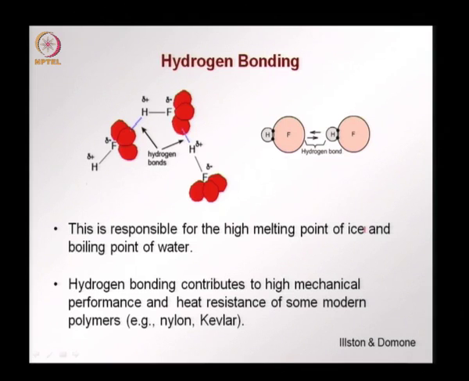The hydrogen bond, since it is stronger than the other Van der Waals bonds, is also responsible for giving a high melting point to ice and a high boiling point to water. The hydrogen bond also contributes to high mechanical performance and high heat resistance of some polymers which have hydrogen in them. For example, nylon and Kevlar, which have superior mechanical performance than other similar materials bonded just with Van der Waals forces.